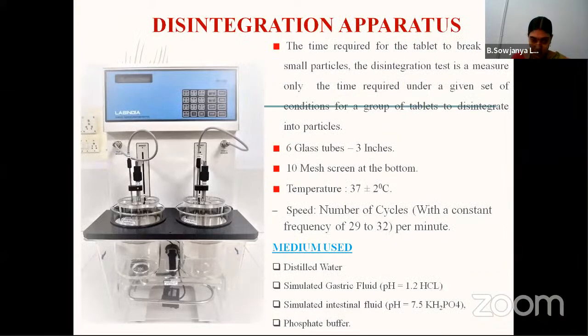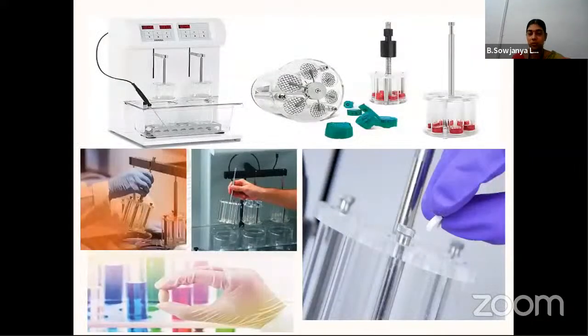So this is the disintegration apparatus. It has 6 glass tubes of 3 inches, and a 10 mesh screen is placed at the bottom of the glass tubes. Here we have to maintain the temperature at 37 plus or minus 2 degrees. And the speed is the number of cycles, with a constant frequency of 29 to 32 per minute. Media like distilled water, simulated gastric fluid, simulated intestinal fluid and phosphate buffers are used here.